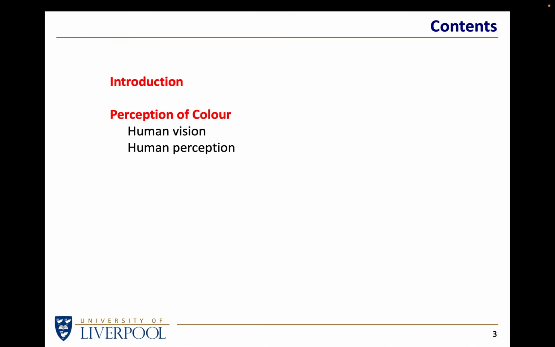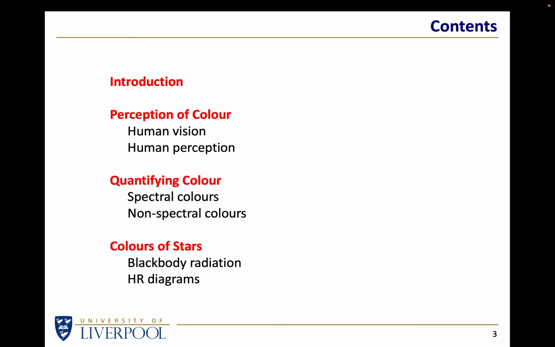Before we get stuck into the cosmos, I'm going to be talking about how we as humans perceive colour, because it doesn't make sense to talk about the colour of the stars or the colour of nebulae until we understand how we perceive colour. So it's perception, followed by how we actually quantify colour, before I get stuck into talking about the colours of stars and the colours of nebulae.